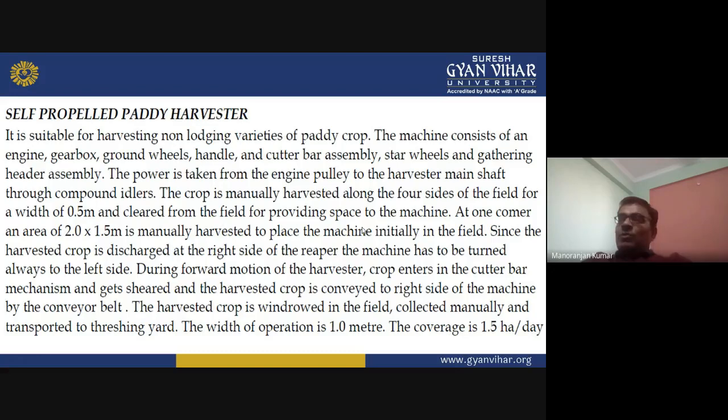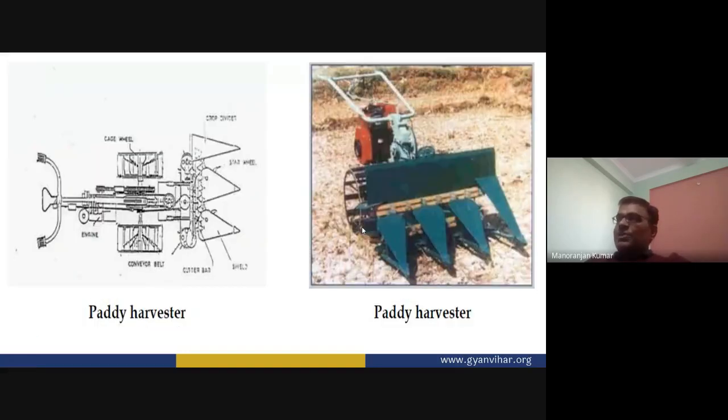The width of operation is 1 meter. The coverage area is 1.5 hectare per day. So this is the self-propelled paddy harvester. Here in this picture you can see it.